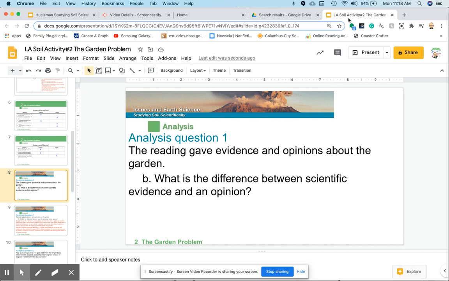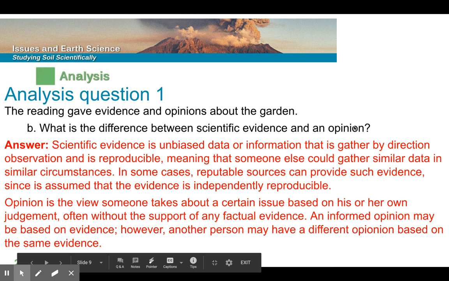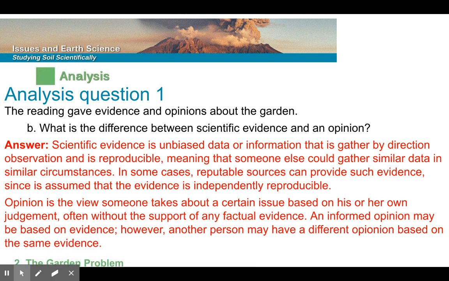All right, question number 1. The reading gave evidence and opinions about the garden. What is the difference between scientific evidence and opinion? Scientific evidence is unbiased data or information that is gathered by direct observation and is reproducible. This means that someone else could gather similar data in similar circumstances. In some cases, reputable sources, that means trustworthy sources, can provide such evidence since it is assumed that the evidence is independently reproducible.